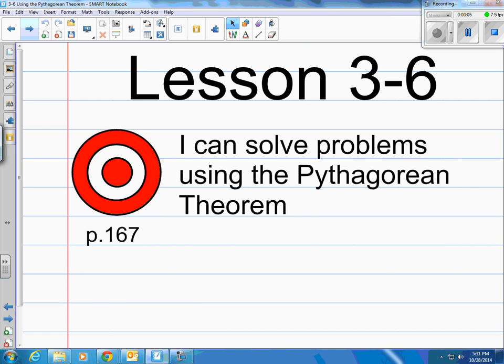This is lesson 3-6 in our book on page 167, and our target is I can solve problems using the Pythagorean Theorem.